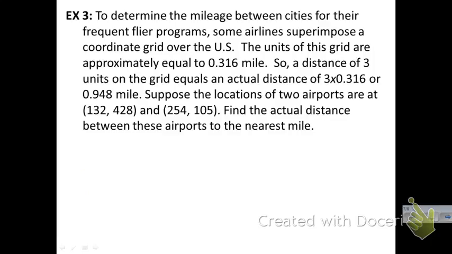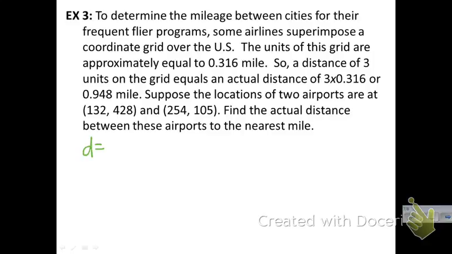Alright, our last example says: to determine the mileage between cities for their frequent flyer programs, some airlines superimpose a coordinate grid over the United States. The units of this grid are approximately equal to 0.316 of a mile, so a distance of 3 units on a grid equals an actual distance of 3 times 0.316, or 0.948 mile. Suppose the location of the two airports are at these locations, 132 and 428, and 254, 105 on the grid. It wants us to find the actual distance.